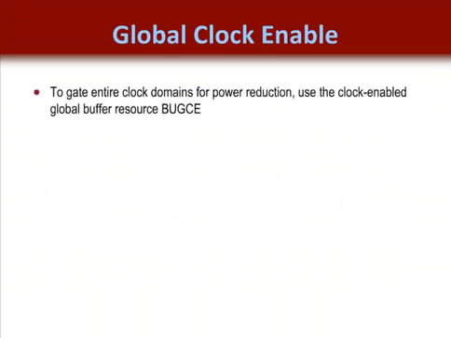As you know, gated clocks can cause glitches, increased clock delay, clock skew, and other undesirable effects. Using clock enables improves the timing characteristics and reliability of your design. Now there are several ways to use clock enable resources. To gate entire clock domains for power reduction, it is preferable to use the clock-enabled global buffer resource called the BUFGCE. This is the symbol here taken from the Xilinx Unified Libraries Guide. This will deactivate the clock being distributed on a global basis.